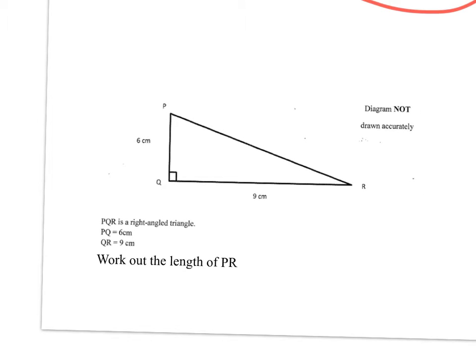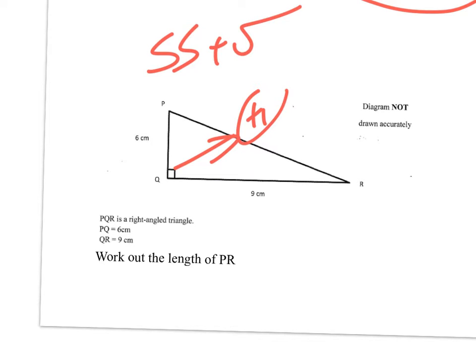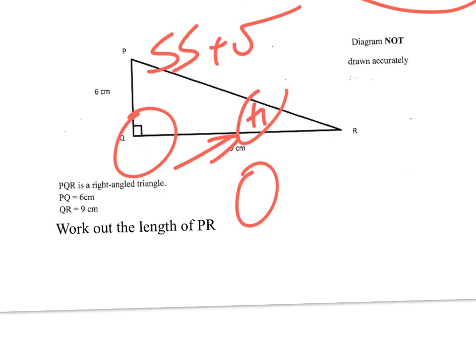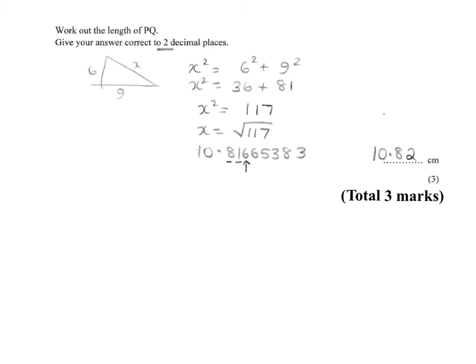This one here, Pythagoras' theorem. Have you got the hypotenuse? No, you haven't. So then you square, add, square root: square 6, square 9, add them together, square root your answer. The answer will be on the next page. There you go. 10.82, just 2 decimal places. There's all your working out if you need it.